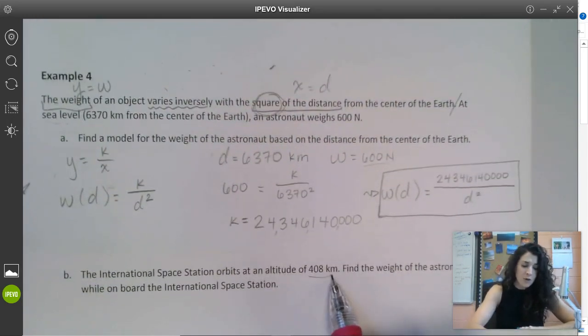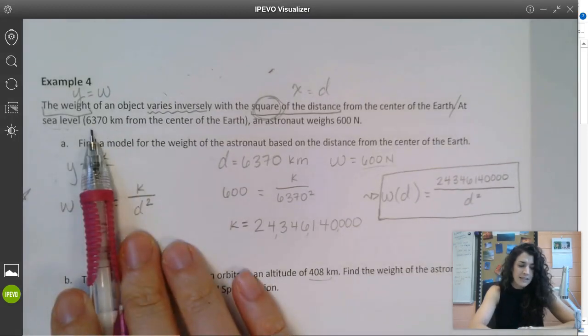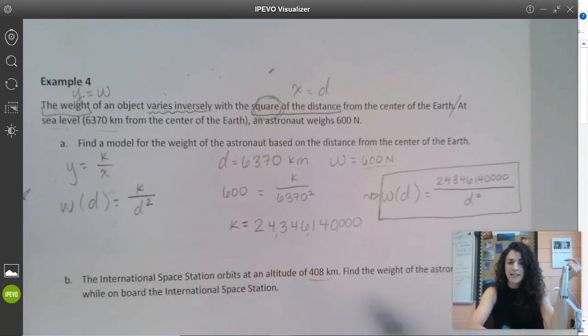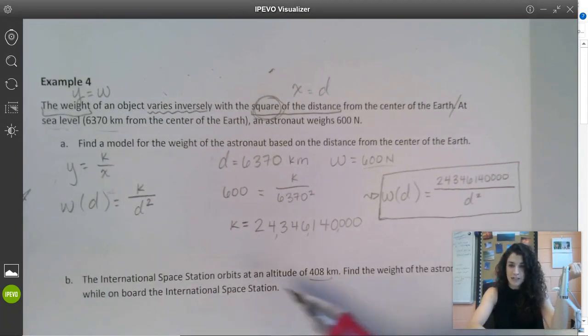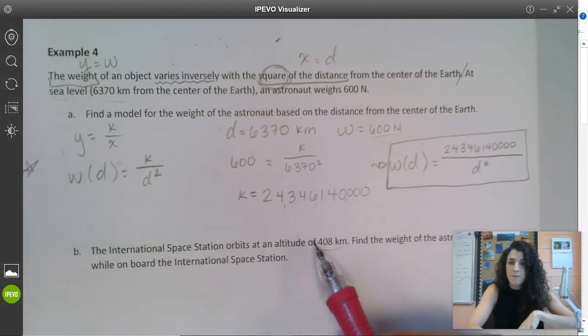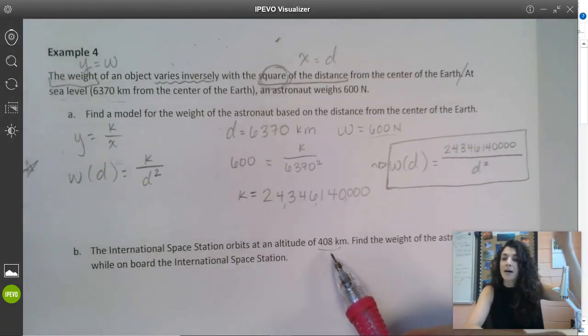So my thought was 408. That's closer than 6,370 kilometers, right? So that moment of, that doesn't make sense that somebody in space would be closer to the center of the Earth than somebody from sea level. So it says in orbit, which means 408 kilometers above sea level.